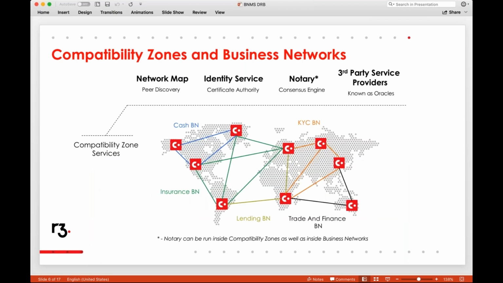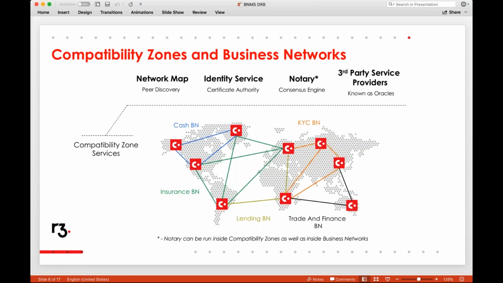So this picture just illustrates the layout of the business networks versus the compatibility zone as we see it. As you see at the bottom of the slide, it shows multiple business networks. Each is built for its own purpose. For example, the blue one is to do some operations with cash. The green one is with insurance, with lending, with KYC, trade and finance, and so on. And there could be a lot of those.